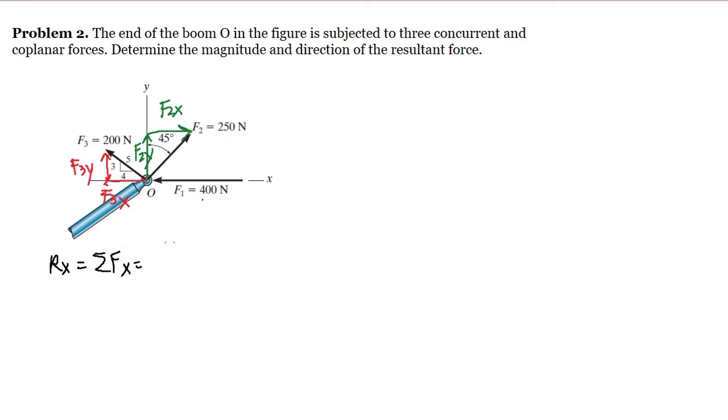So, for the F1, this is directed to the left, so our sign convention here is if it is directed to the right, that is positive, and directed to the left, that is negative. So, this F1 here is purely horizontal to the left, and that's negative F1. For the F2x, that is directed to the right, so it's positive. And the x component of the force 3 is directed to the left, so that's minus F3x.